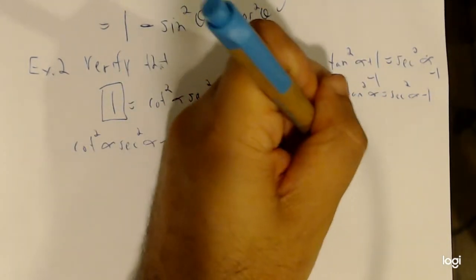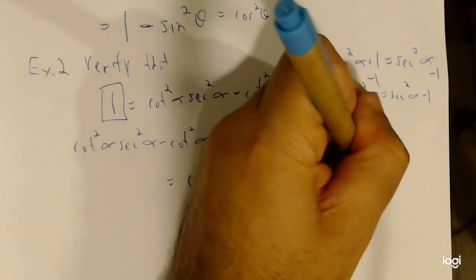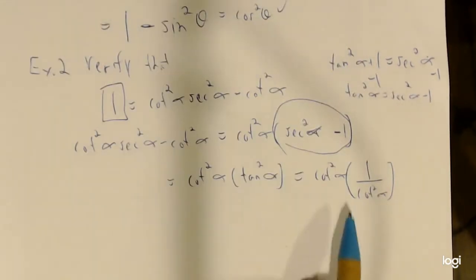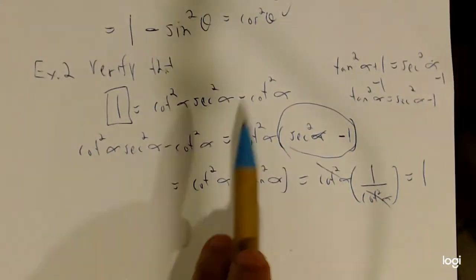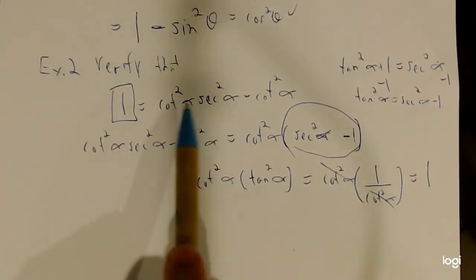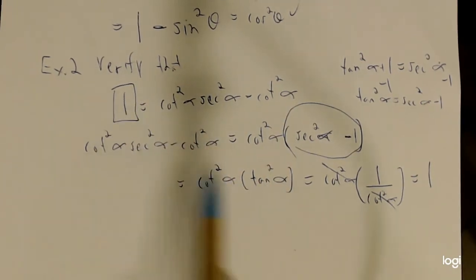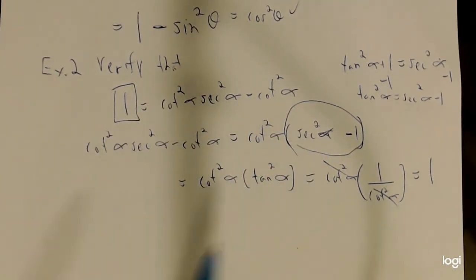Cotangent squared alpha times 1 over cotangent squared alpha. And what do you notice happens to the cotangent squareds? They cancel out, and I got 1. So something like this, where you're like, whoa, this is weird. How am I going to get this to become 1? Which we used our trig identities, and we got to it.